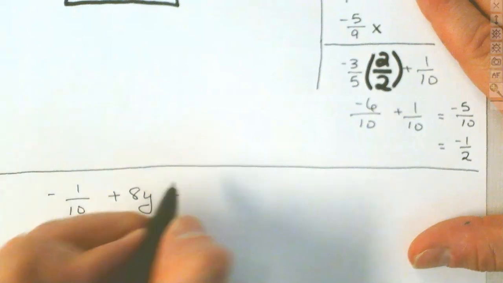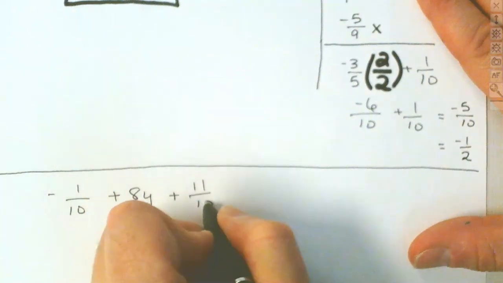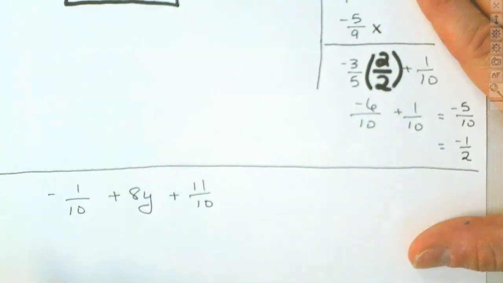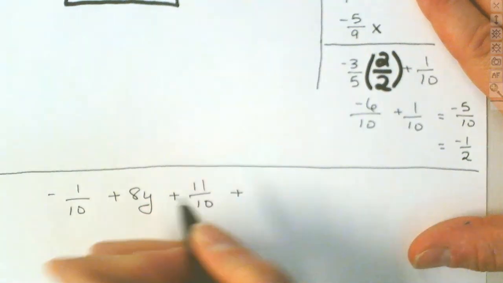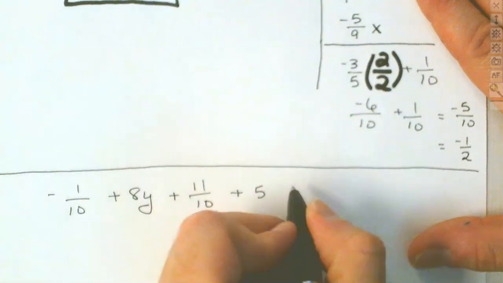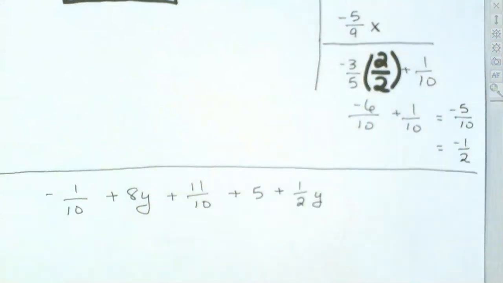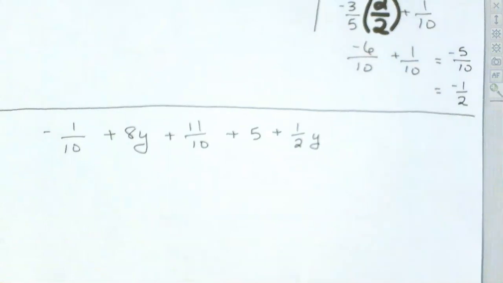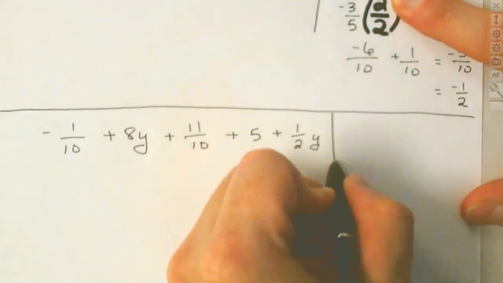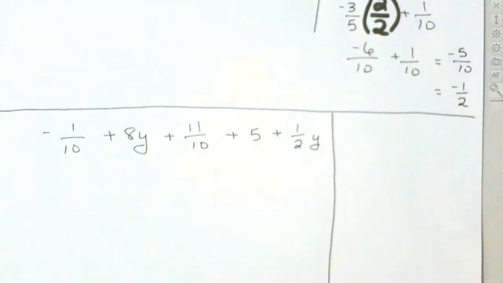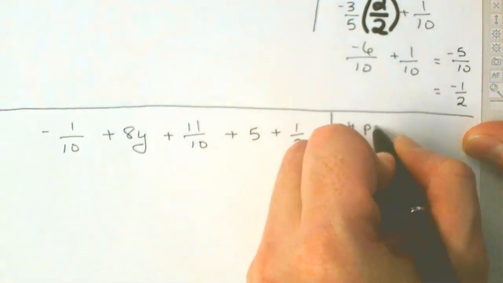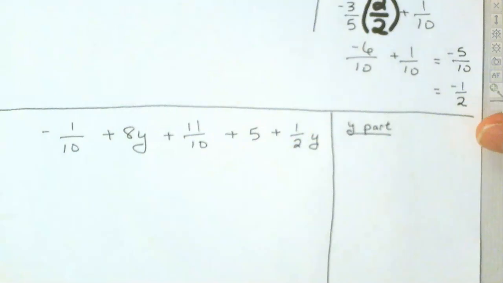Okay, let's see. How about, let's try to see what we can do on this one. There's lots of things we can put together here. I usually will do the variables first. So let's do the y part first. So let's take what we have with y. And we'll put these together. So for the y part, what do we have?